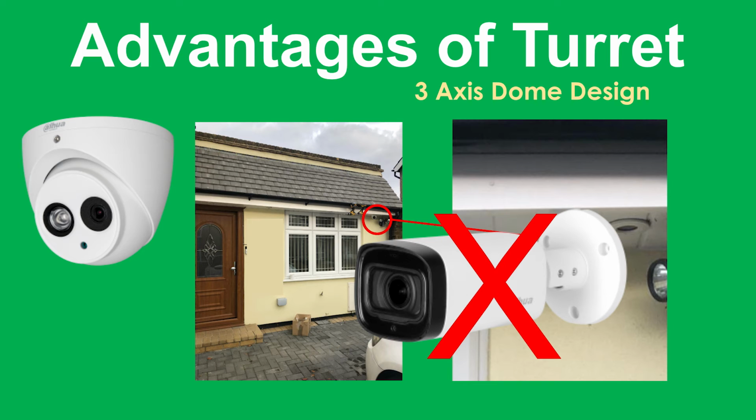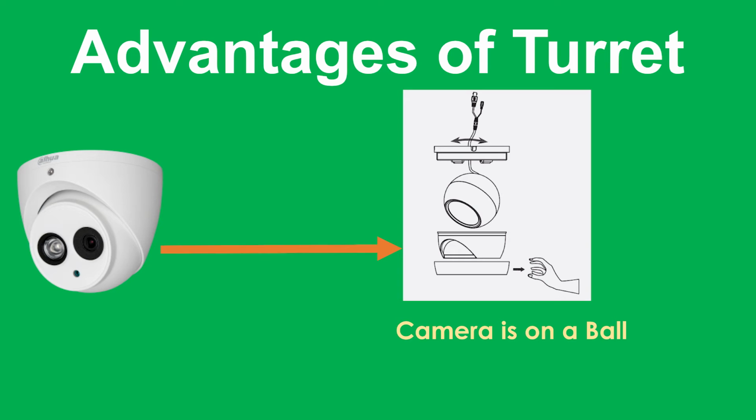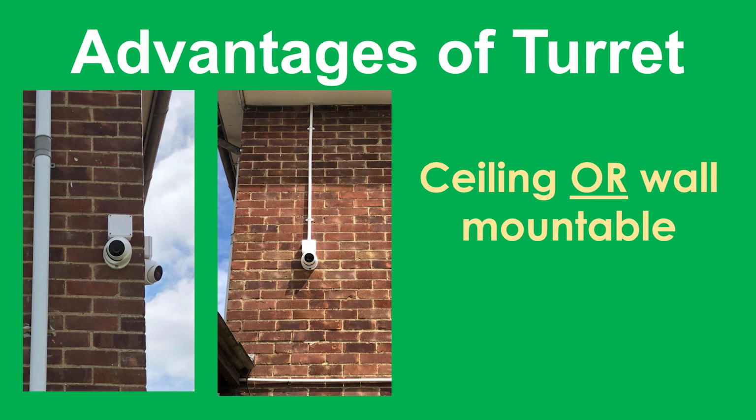So we've already touched upon this, but because the turret dome mechanism sits on a ball, that means you can ceiling or wall mount it. So when you're bringing your cables down from, let's say, your loft, it means you can actually fit this camera directly onto a wall.